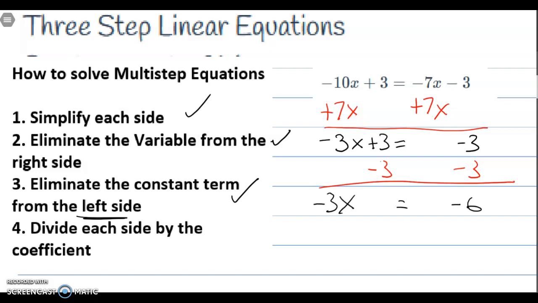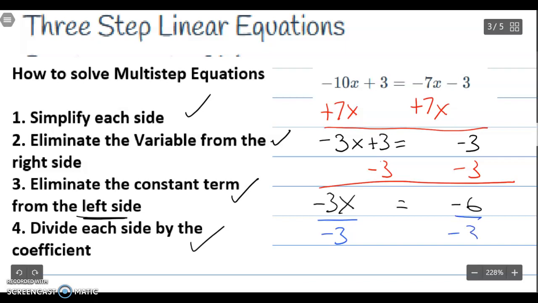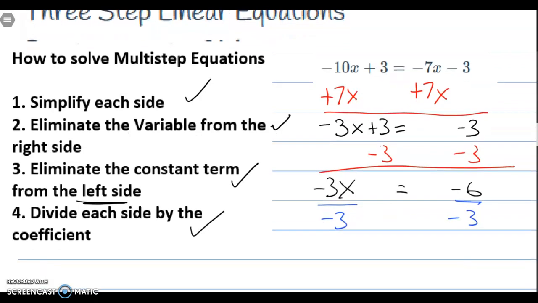All right, now our final step is to divide each side by the coefficient. So I'm going to divide by negative 3 on both sides. Okay, and once I do that, a negative divided by a negative is positive. 3 divided by 3 is 1. So that's going to leave me with x. I'm going to put that right here. Is equal to negative divided by a negative, which is a positive. 6 divided by 3, which is 2. So my final answer is 2. So you go through each one of these steps.